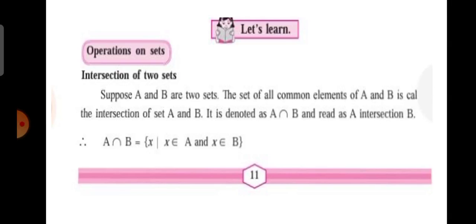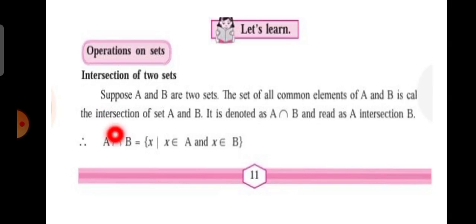So here, first we are going to study about intersection of two sets. Now what is a set intersection? The intersection of two sets is a set of only common elements from both the sets, and you will read this as A intersection B. Then what is A intersection B?